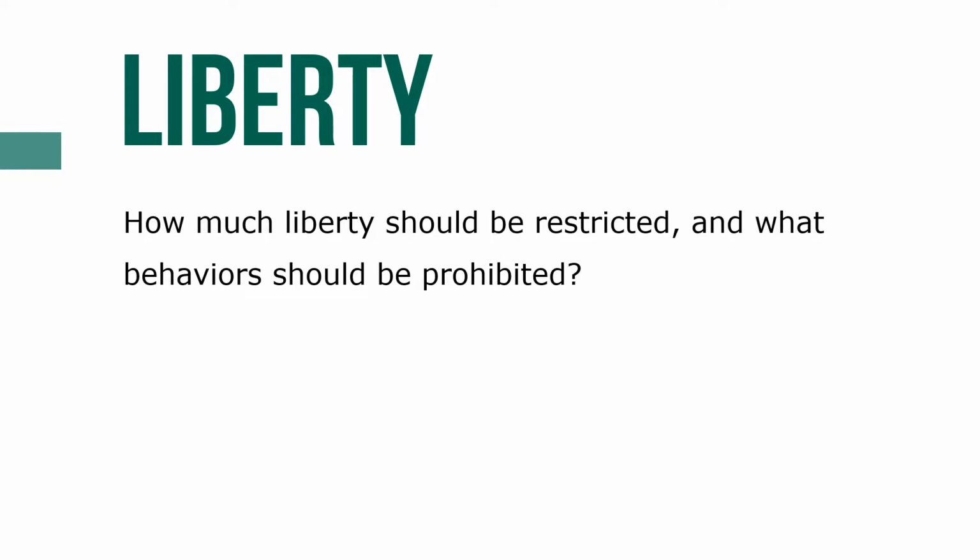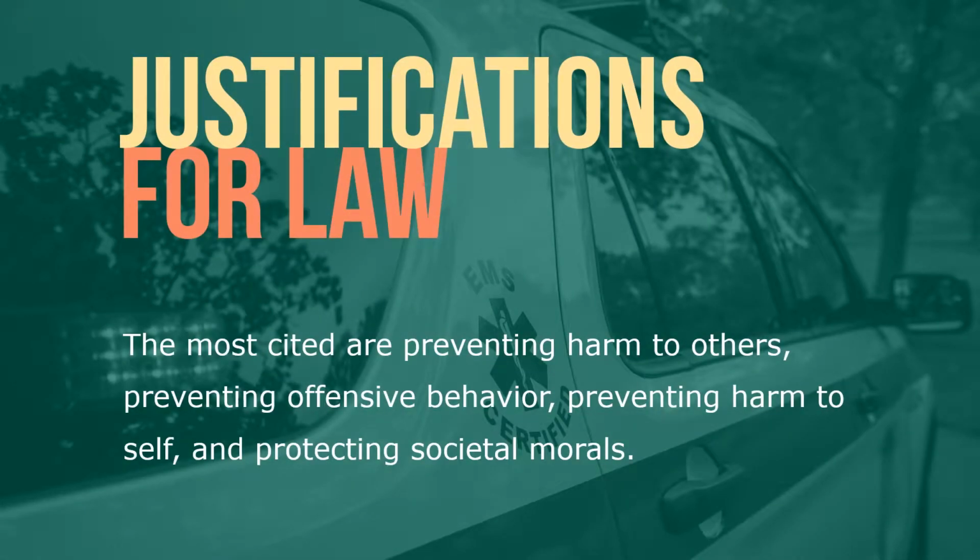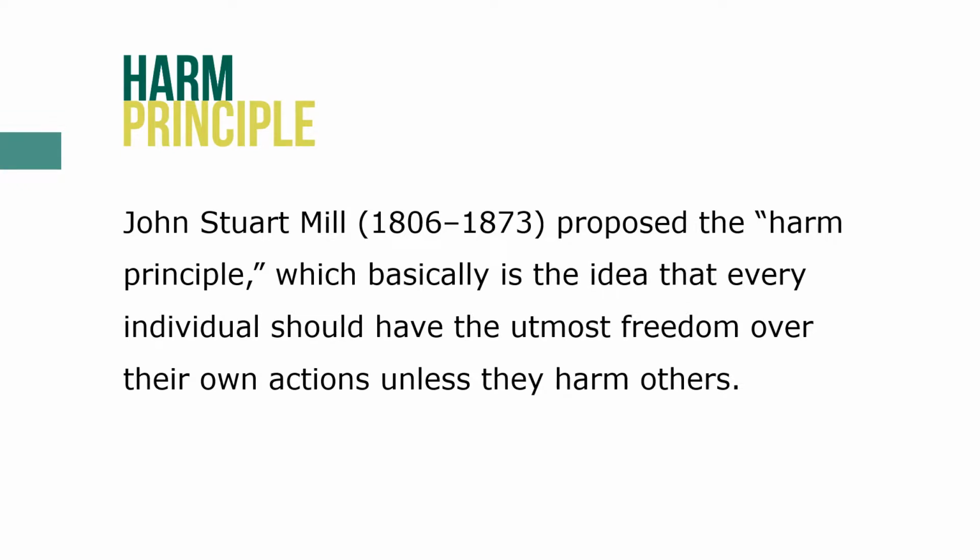How much liberty should be restricted and what behaviors should be prohibited? Rough formulas or guidelines indicate that the law should interfere as little as possible with natural liberties and should step in only when the liberty in question injures or infringes the interests of another. The justifications for law most often cited are preventing harms to others, preventing offensive behavior, preventing harm to self, and protecting societal morals. Each of these will be discussed next. John Stuart Mill proposed the harm principle, which basically is the idea that every individual should have the utmost freedom over their own actions unless they harm others.